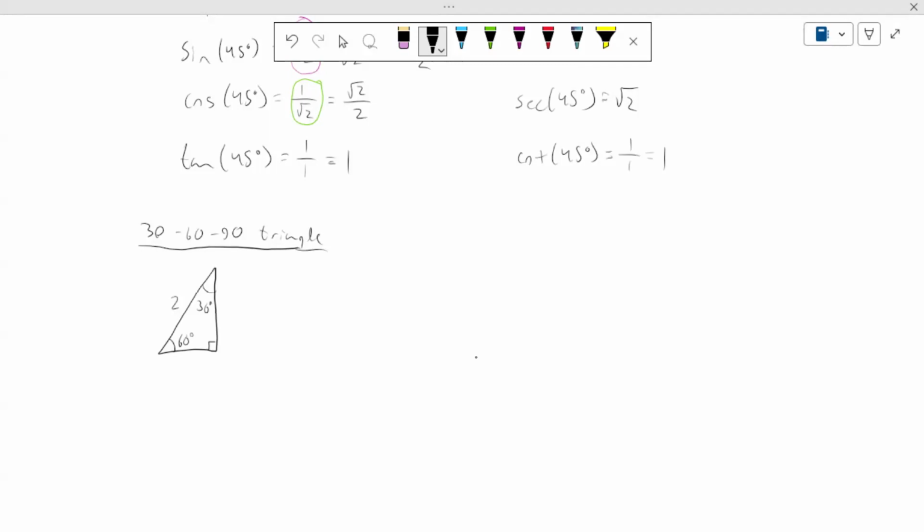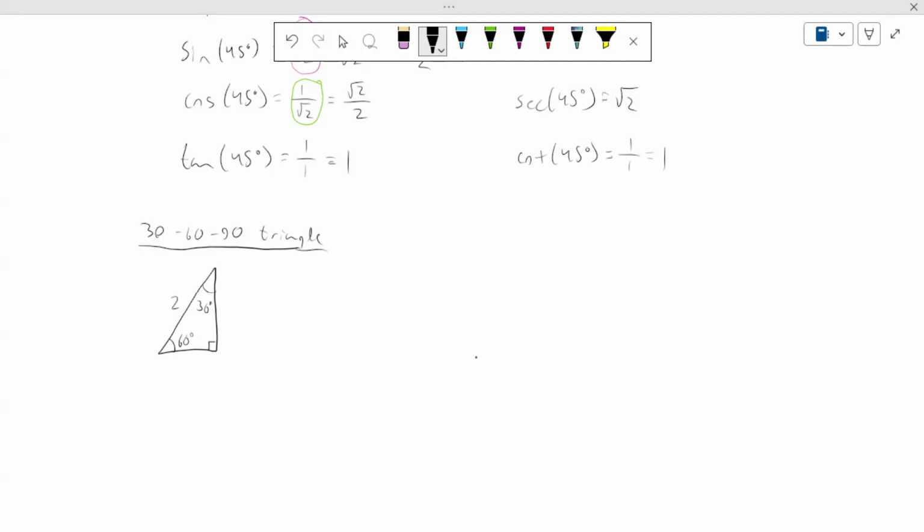Now, I don't know anything about this side length, and I don't know anything about this side length, though. I just know that the hypotenuse is of length 2, so I've given it some scale. I don't have enough information yet to use the Pythagorean theorem because I only know the hypotenuse. I don't know either of the legs, right?